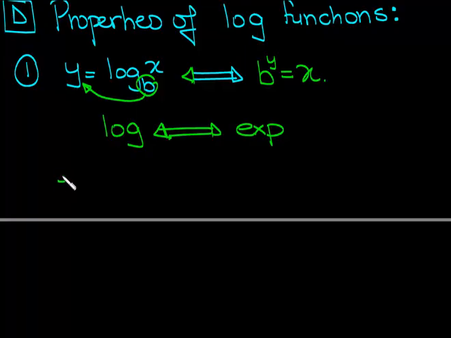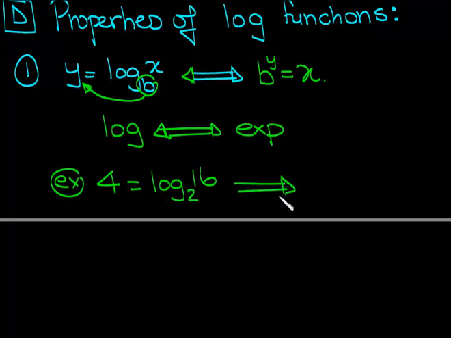Let me give you an example. If I have 4 is equal to log of 16 base 2, okay, this is using logs. What if I want to write it without logs as an exponent? Then whatever the base is out here becomes a base on this side, and then you just drop the log. So we get 2 to the 4 is equal to 16. Okay, so you can see that's what we have.